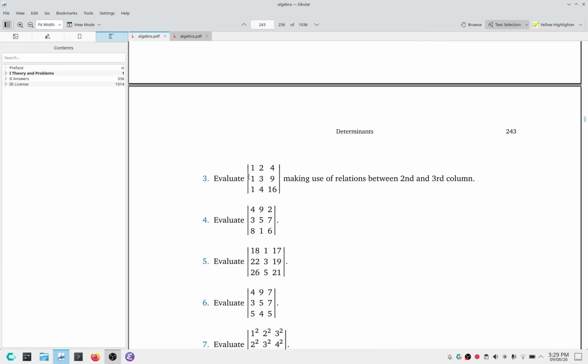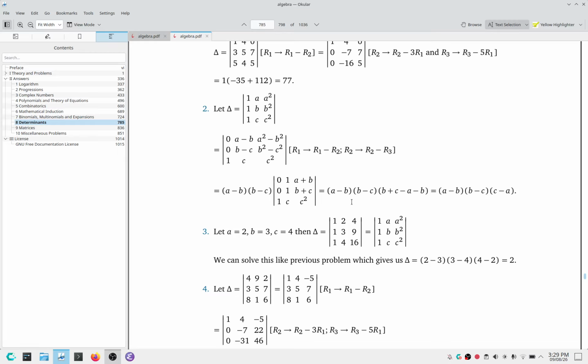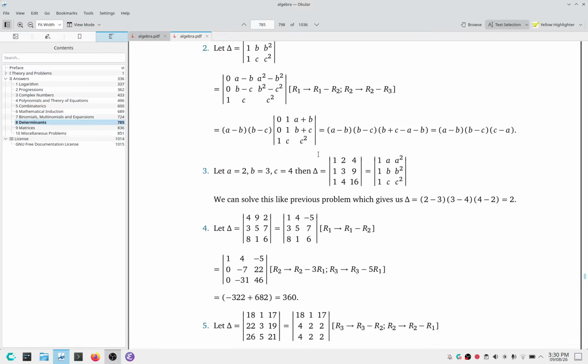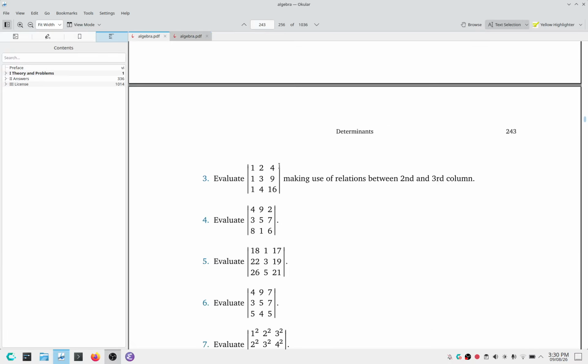The third question says evaluate the determinant with rows 1, 2, 4; 1, 3, 9; 1, 4, 16, making use of relations between the second and third column. So we let a = 2, b = 3, c = 4, then delta becomes the determinant with rows 1, a, a square; 1, b, b square; 1, c, c square. It is similar to the second problem now, and the answer would be (2 minus 3) into (3 minus 4) into (4 minus 2). That will be equal to 2. Just follow it like question 2 and you will have your answer.